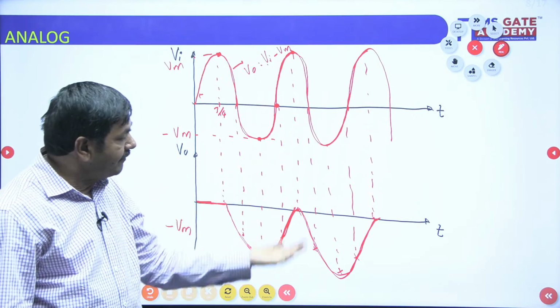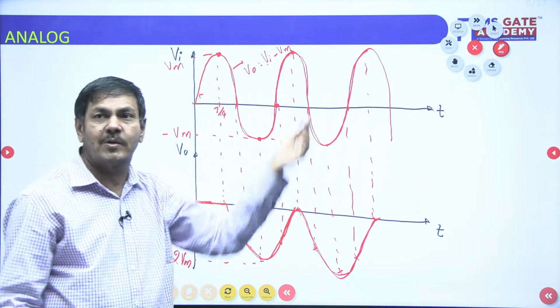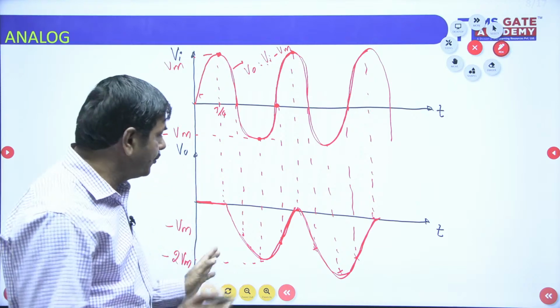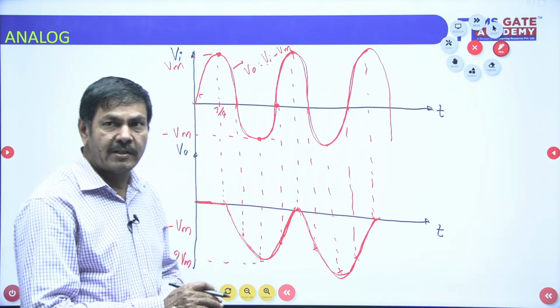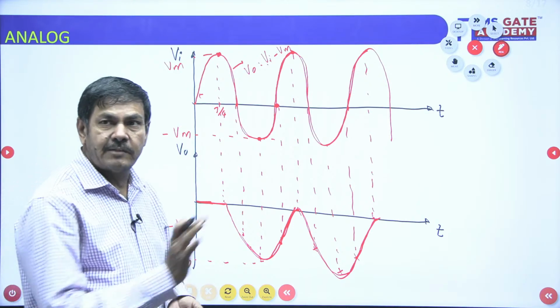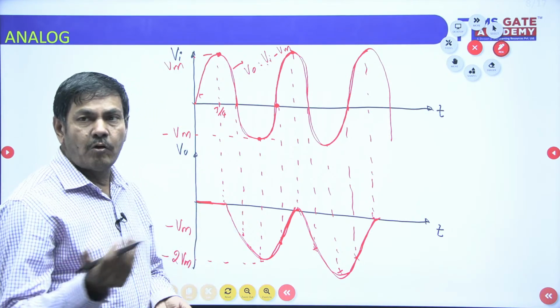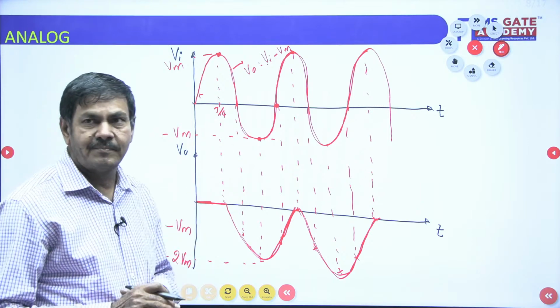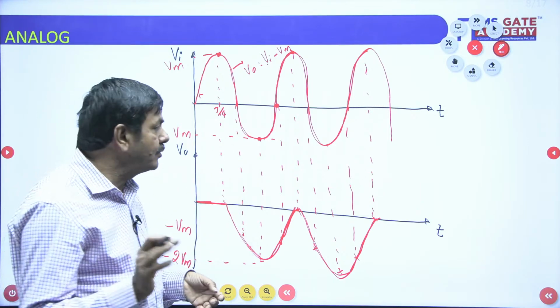If the waveform goes to the top, positive clamping is achieved. Anyhow, you followed how to get the negative clamping. Suppose in the GATE exam this network is given and you are asked to draw the output waveform, there is no need to do all these works. Very directly you can do. How can we do it? Just please watch.